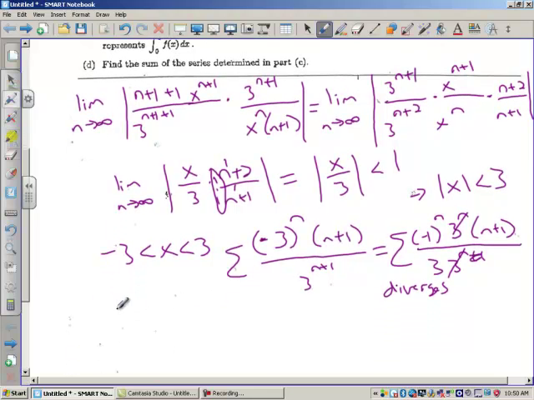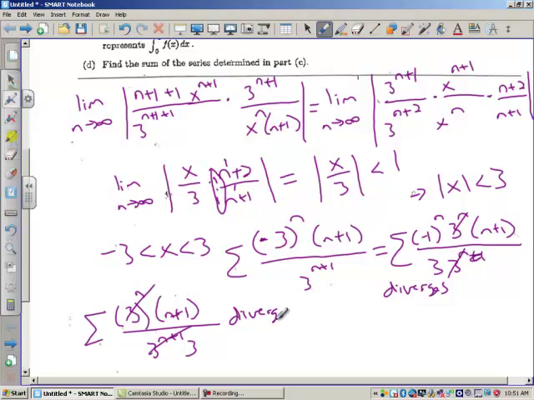Then let's plug in x equals 3. If we plug in x equals 3, we're going to get 3 to the n times n plus 1 over 3 to the n plus 1. We're going to have this series. And then that cancels with that, leaving a 3 down here. And then I've got an obviously divergent series as well. So that's also going to diverge. So my interval of convergence is right here. I do not put an or equal to on either one of those, the 3 or the negative 3. So we've answered part A.